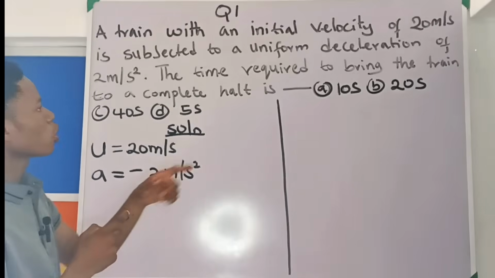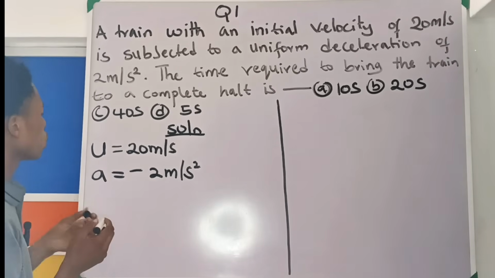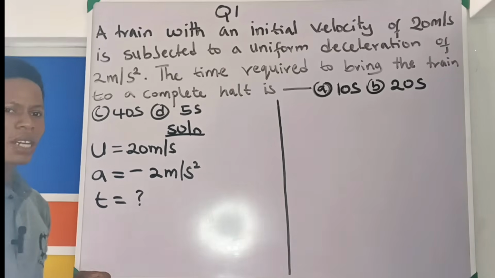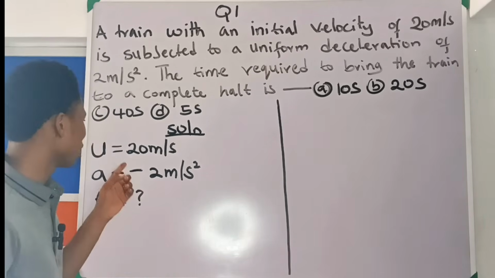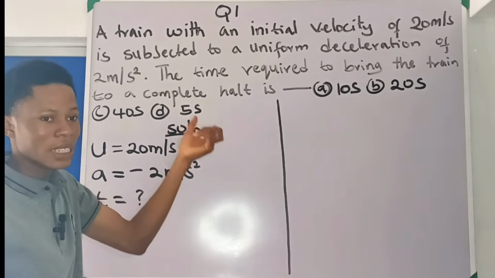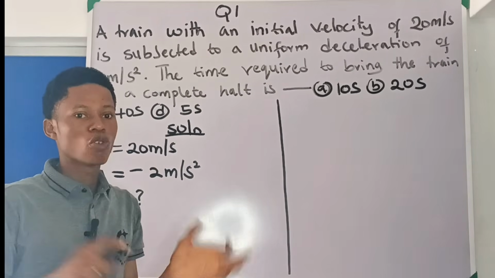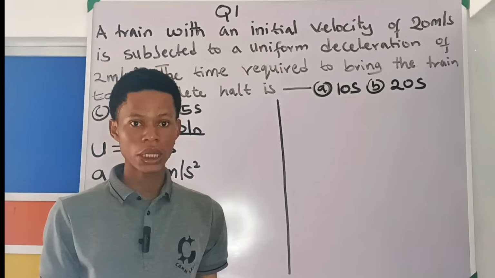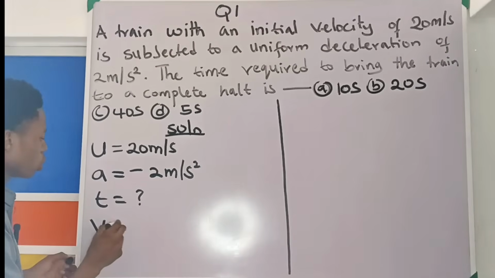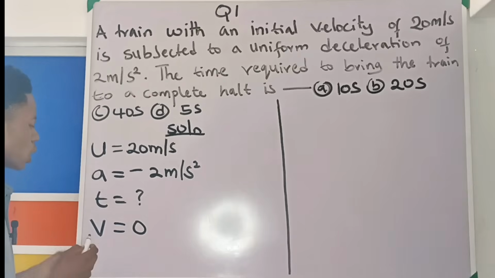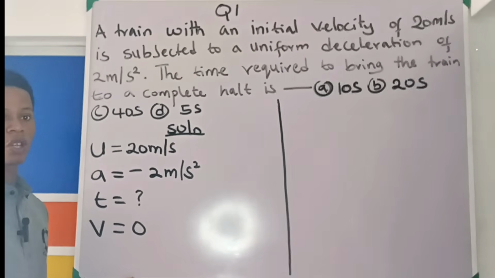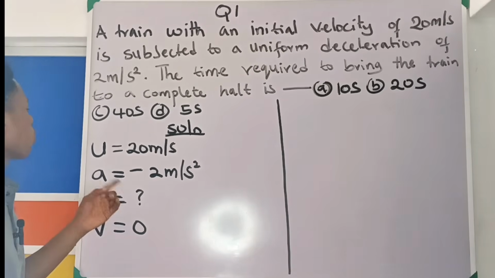Good. Now the time required to bring the train to a complete halt is dash. We're asked to calculate the time. But now you agree with me, if the train started with an initial velocity of 20 meters per second, for it to stop completely, it means the final velocity, which is represented as v, will be equal to 0. Because they said it will stop completely. So the final velocity will be 0, and it is no longer moving. Now we are asked to calculate t.